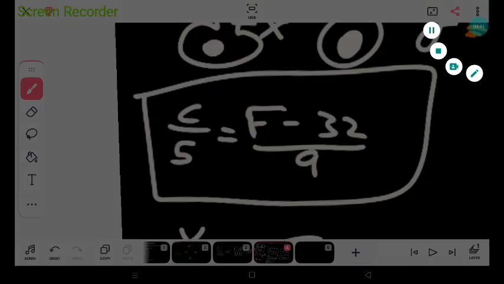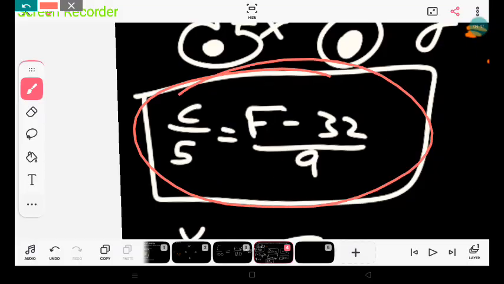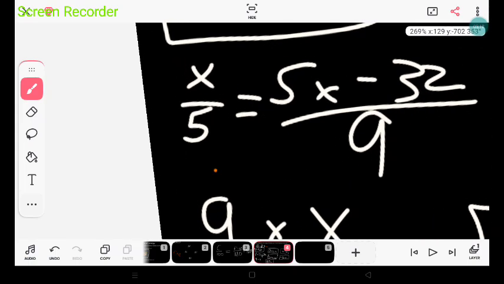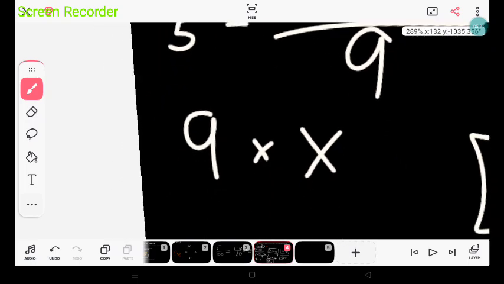Now in the textbook, they told us to use this formula. They have told us that Celsius is x and Fahrenheit is 5x. Fahrenheit is 5 multiplied by Celsius, so we have to find the Celsius and Fahrenheit. Now, let us understand this first. I hope you have understood.